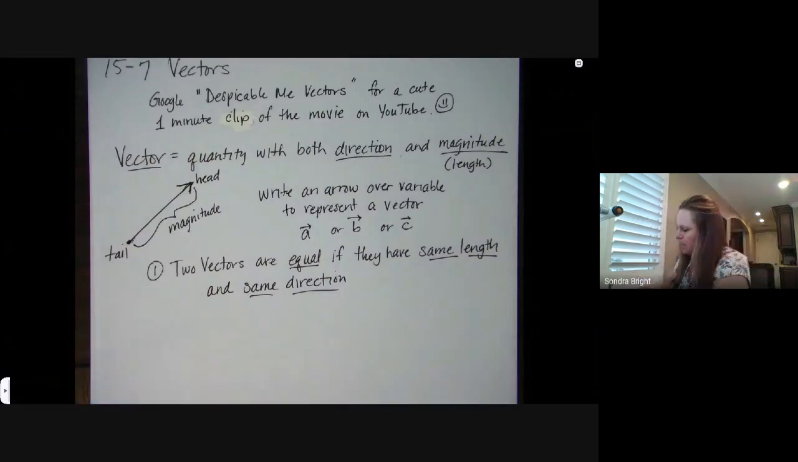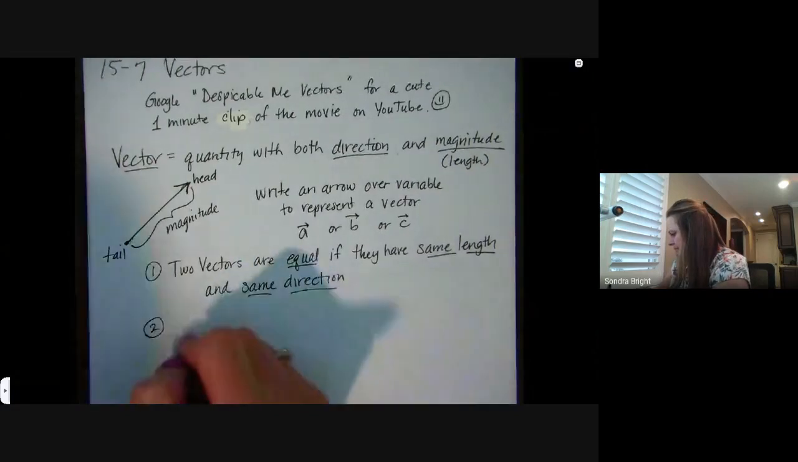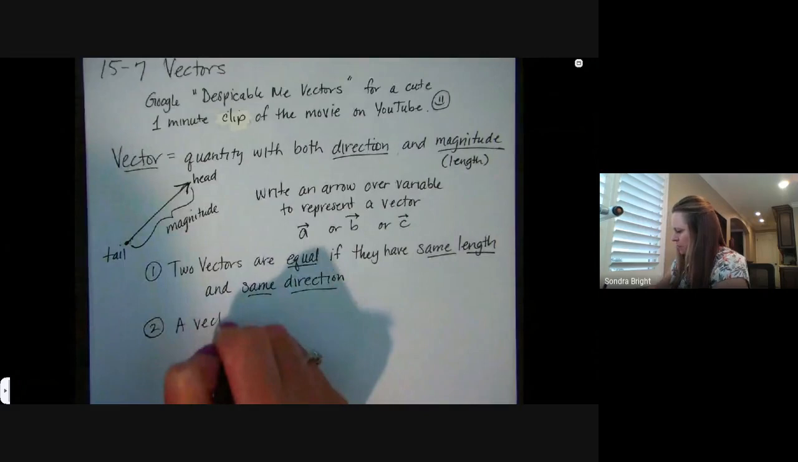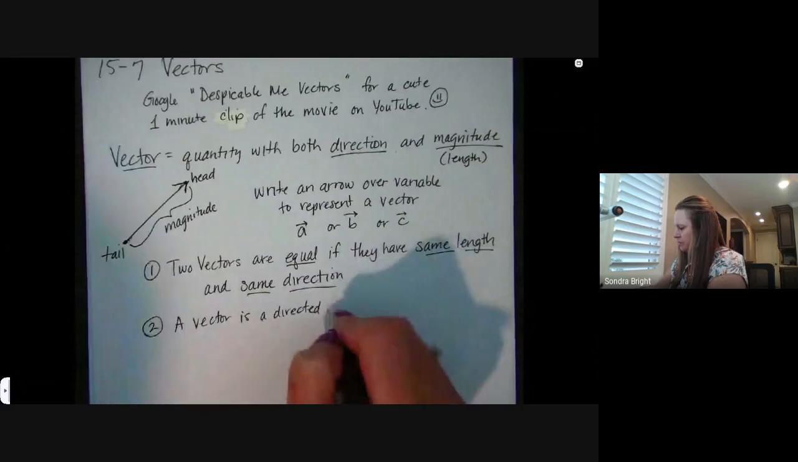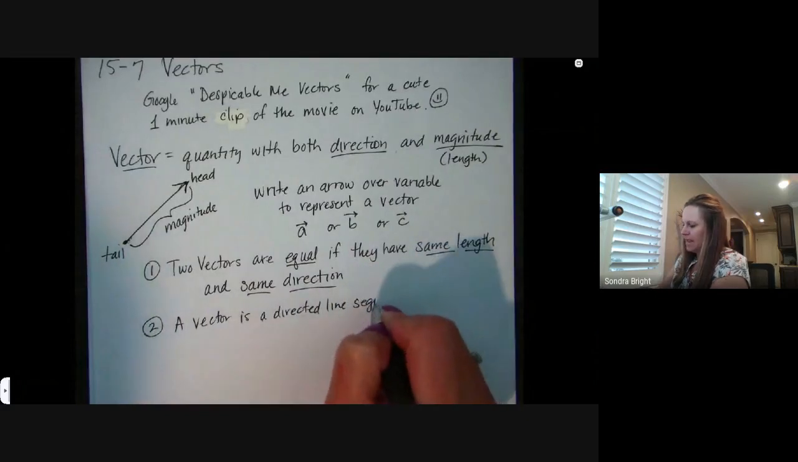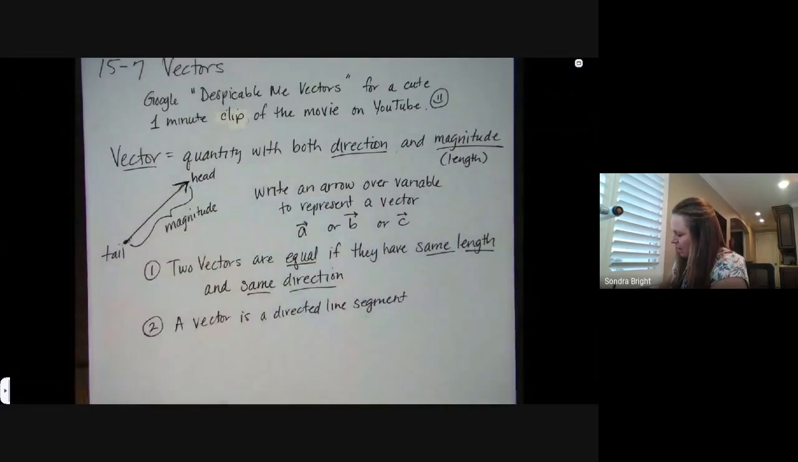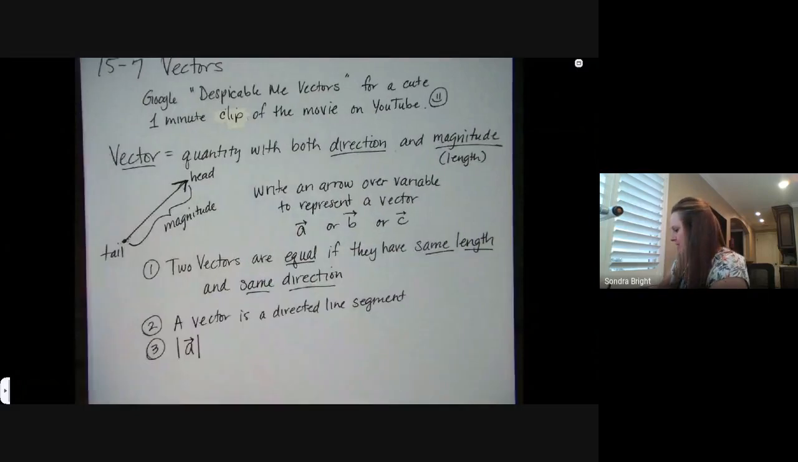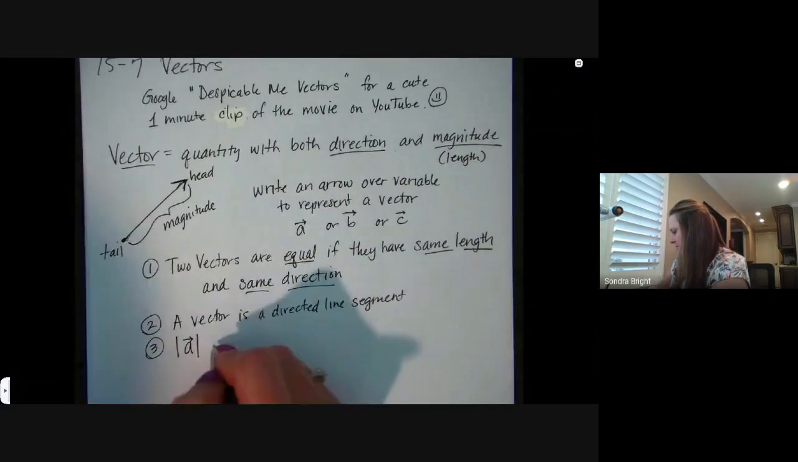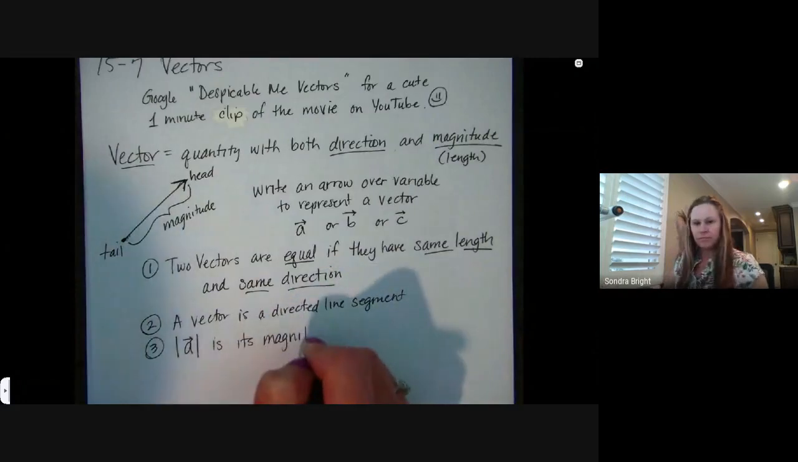A vector is a directed line segment. Directed line segment, like what I wrote there. It's what I drew. It looks like a line segment with an arrow on it because it's got a direction. And if I write the absolute value of vector A, this is how we represent its magnitude or length. All right.